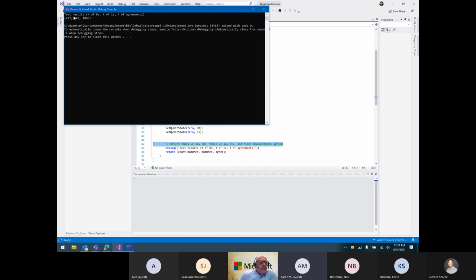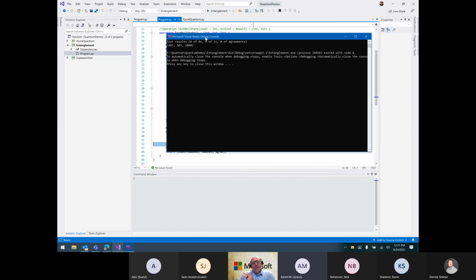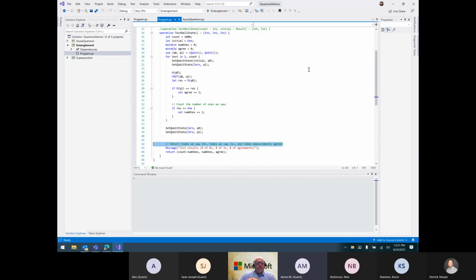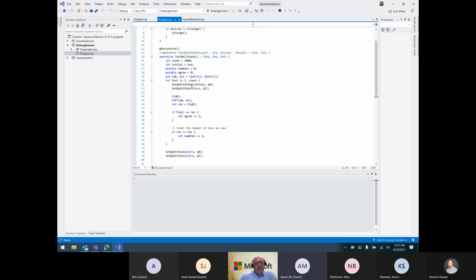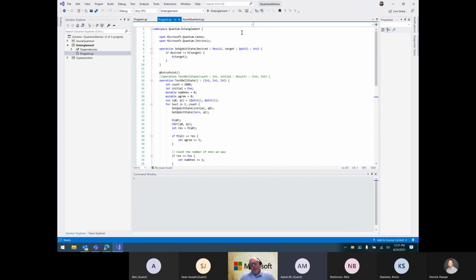Agreement means that they were actually the same value. You can see we tested the results: the number of zeros, the number of ones, and the number of agreements. There were 497 zeros and 503 ones because we toggled back and forth. And of those 1,000 numbers that we created, 1,000 times it represented that same value. So again, super rudimentary, ridiculously simple to set that quantum state and show that quantum entanglement's a thing, okay?